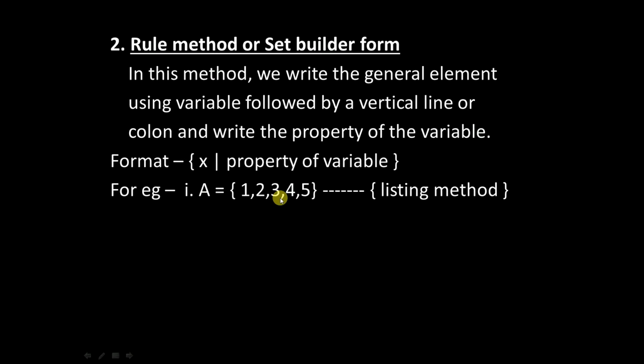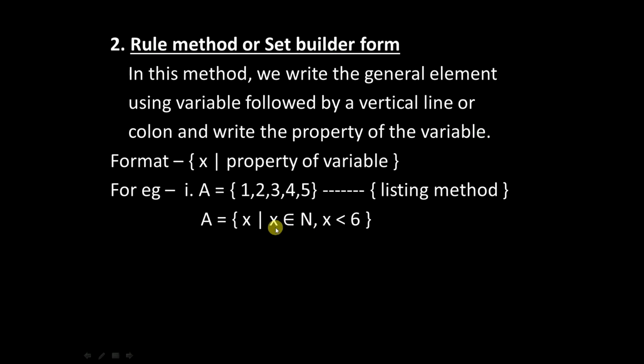Now as you know, the elements inside this are nothing but the natural numbers. So I have to write this same set using the rule method, or you can say set builder form. How can you write it? You have to take a variable x, then a vertical line, then write the property of this variable, which is x belongs to N. N stands for natural numbers.